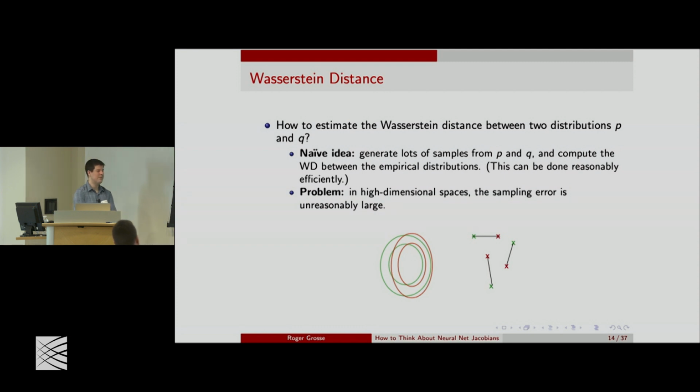There's a lot of variability in which points you sample from the distributions. So if you have two Gaussians that are almost identical, and you try to measure the Wasserstein distance between them, then it'll be dominated by just the sampling error in which points you sample.